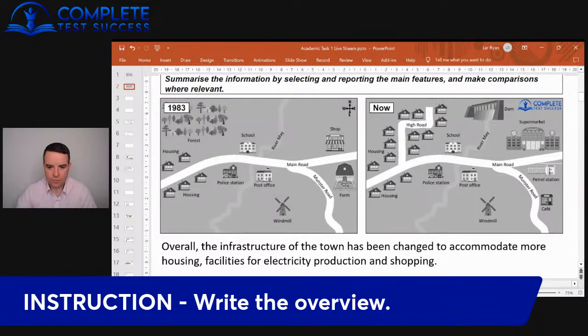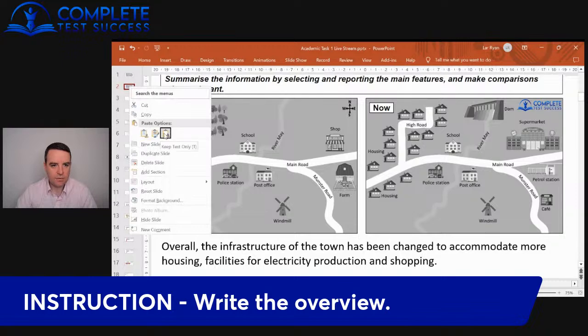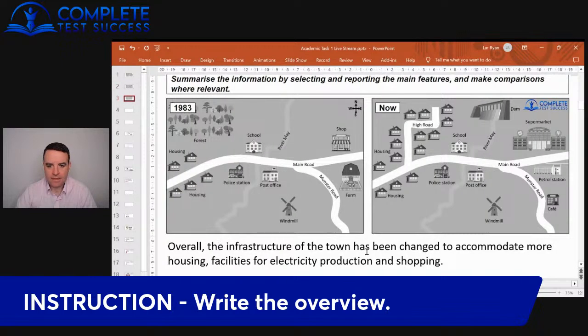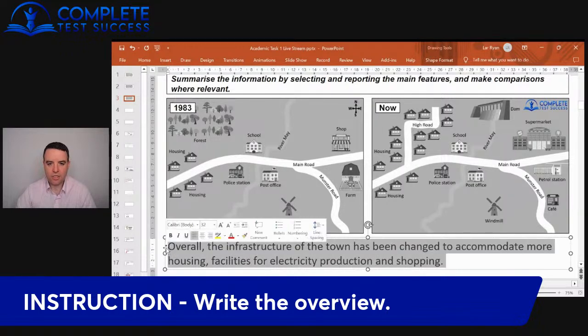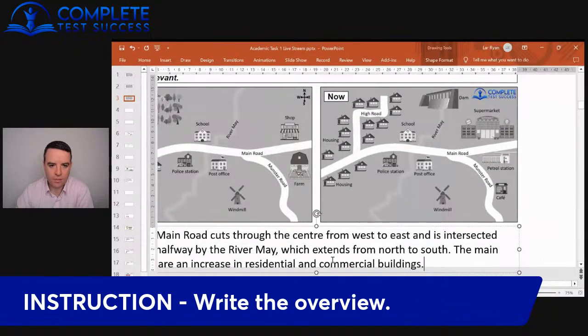Let me show you the overview that I wrote. When I'm writing overviews, what I like to do is describe the general appearance of the map. Most students don't do it. It's not 100% necessary that you do it either, but as an overview, if you're able to describe what the map generally looks like, what's going on, what the main features are in both, I'll always come to something like this.